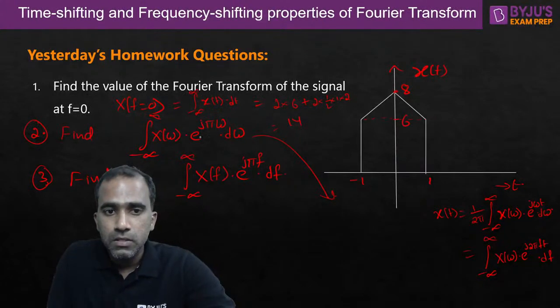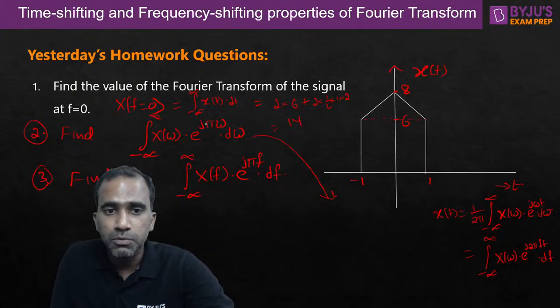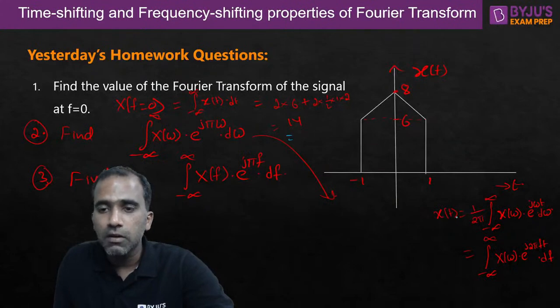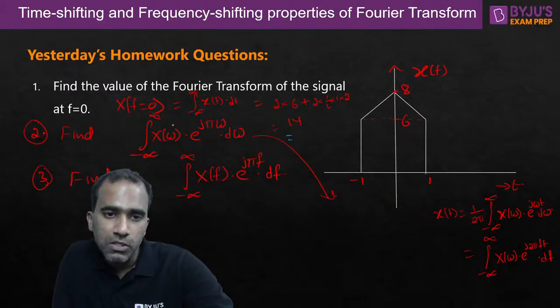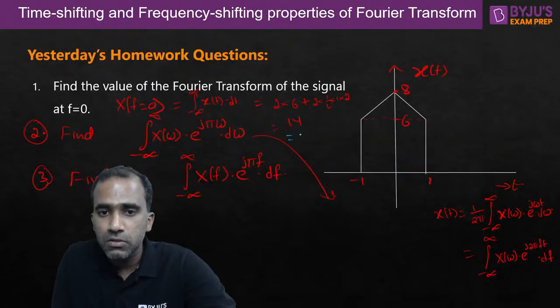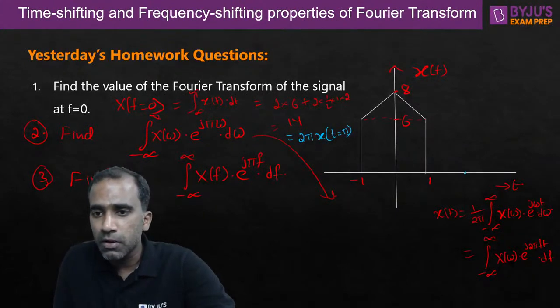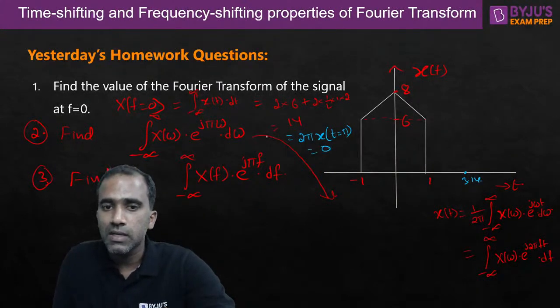So if you compare, in place of t, what should we put? We should put pi in place of t. If you put pi in place of t, this equation looks exactly the same as this one. Since there is no 1 by 2 pi here, send this 2 pi to the other side, and it becomes 2 pi into small x of t equal to pi. At t equal to pi, which is 3.14, we are interested, and the value is 0. The answer to the second question is 0.